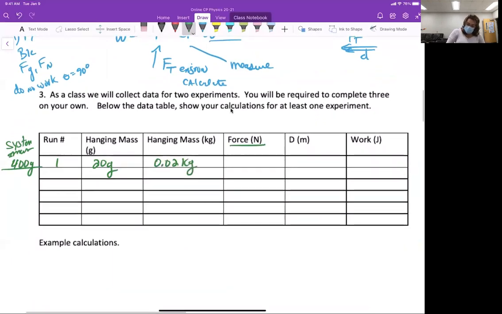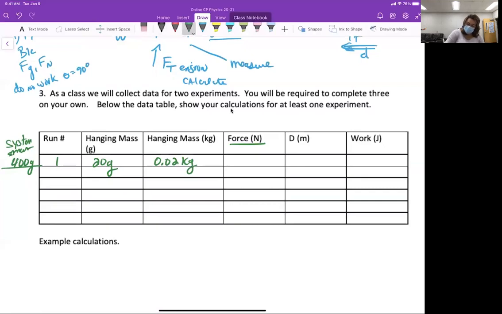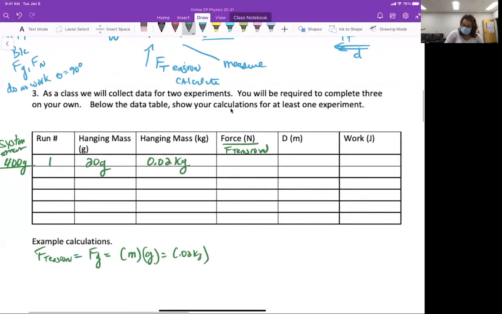We have to calculate force normal, or force, not force normal. We have to calculate the force that's acting on that, which is the force of tension. And we said that the force of tension was going to be equal to the force of gravity that's acting on that hanging mass. So it's going to be mass times gravity, and we knew the hanging mass to be 0.02 kilograms, and we know gravity to be 9.8 meters per second squared. And so in this case, that force will be 0.196 newtons.